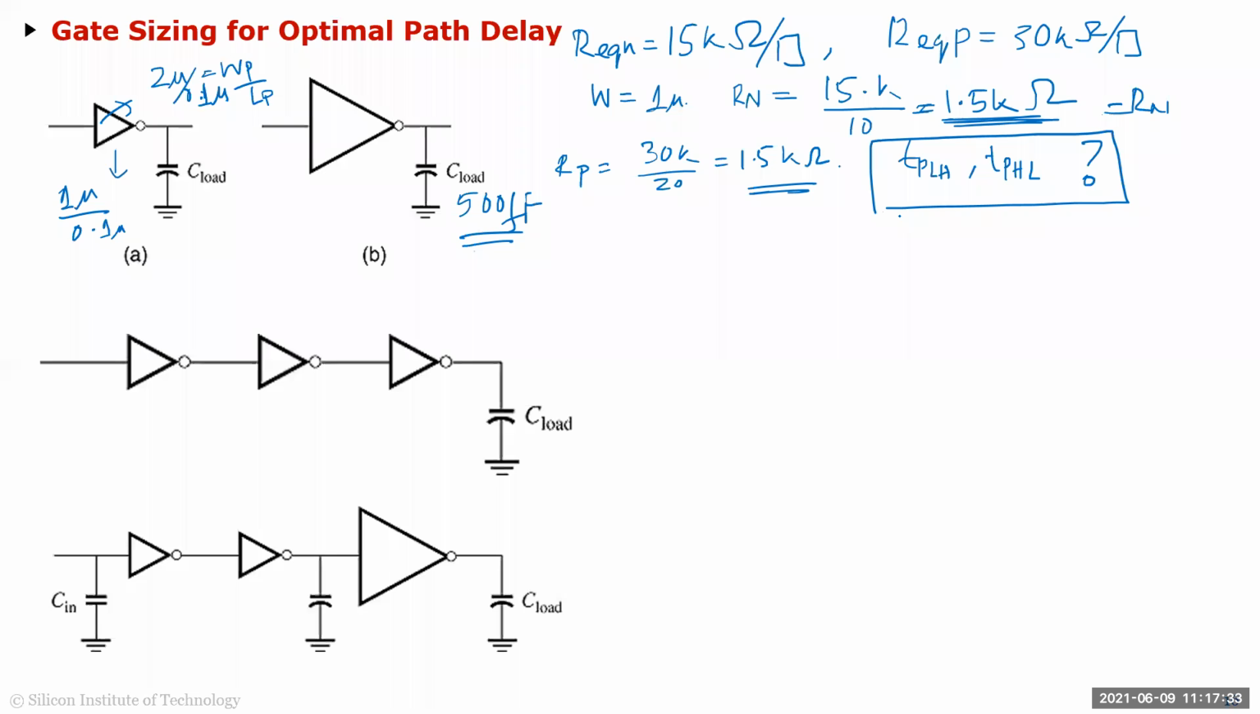Like I said, we have taken all that IDC-SAT and everything, and we just made it into an RC, so it's very simple to calculate, right? So what should be TP,LH and TP,HL? What's the rising time propagation delay and the falling time propagation delay?